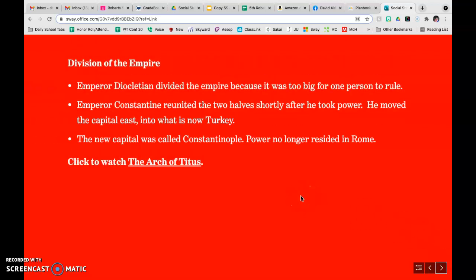Emperor Diocletian divided the empire because it was too big for one person to rule. And then Emperor Constantine reunited the two halves shortly after he took power. He moved the capital to the east into what is present-day Turkey. And the new capital was called, of course, after himself, Constantinople. Power no longer resided in Rome. It's now in Constantinople, which is in Turkey. You're going to come back and watch the Arch of Titus.